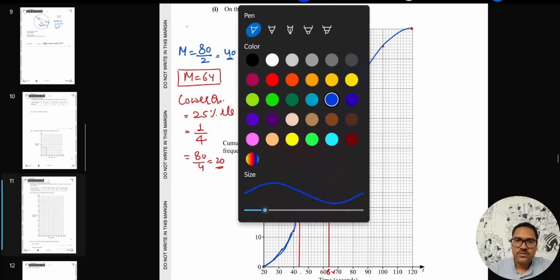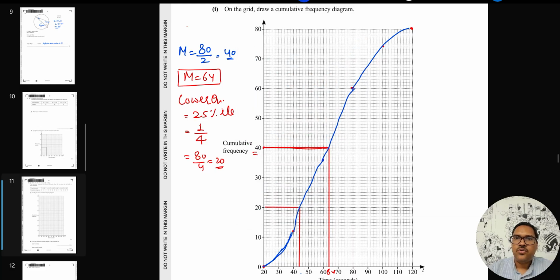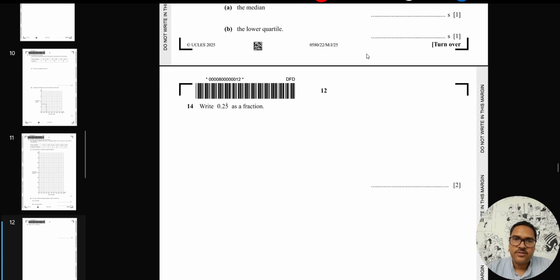So what is the answer for this? This is equal to 44. Okay. So I just write this. This is equal to 44. So that is the lower quartile. That is the answer for this question. Okay. So when you have to find these from the cumulative frequency diagram, you can just take the 25 percentile for the lower quartile, and the 75 percentile for the upper quartile. Okay, so that is how you can do this.